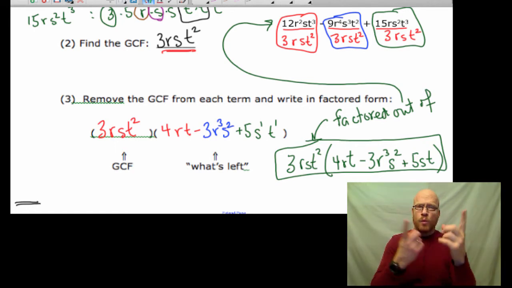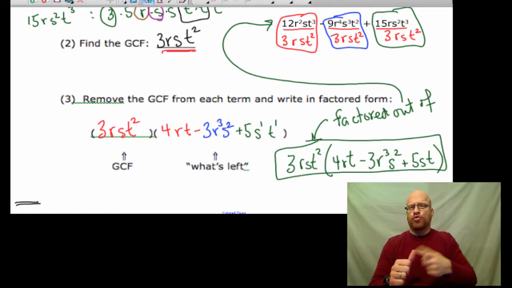If you want to check this, you would multiply the monomial back into the polynomial, and you should get back to our original equation.